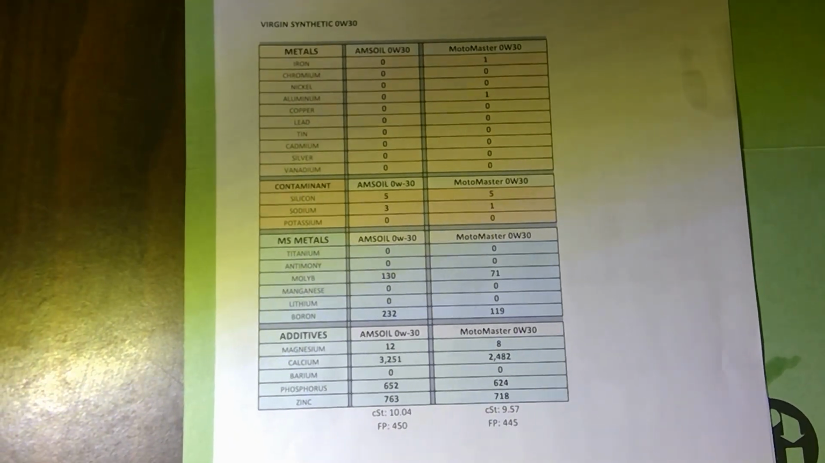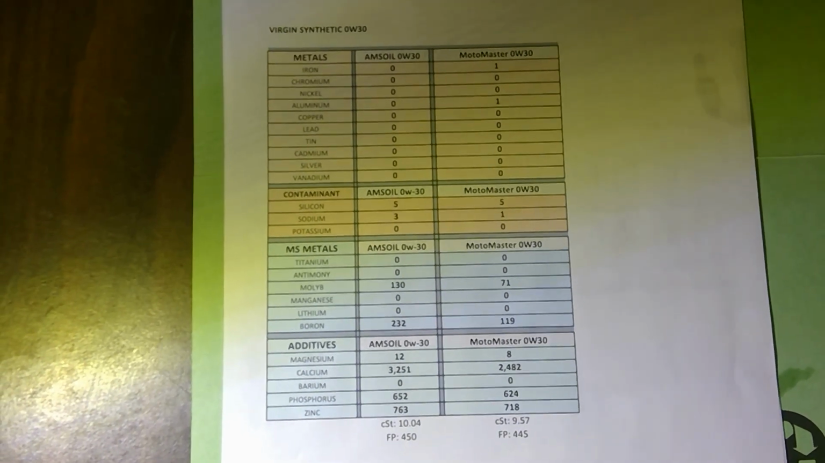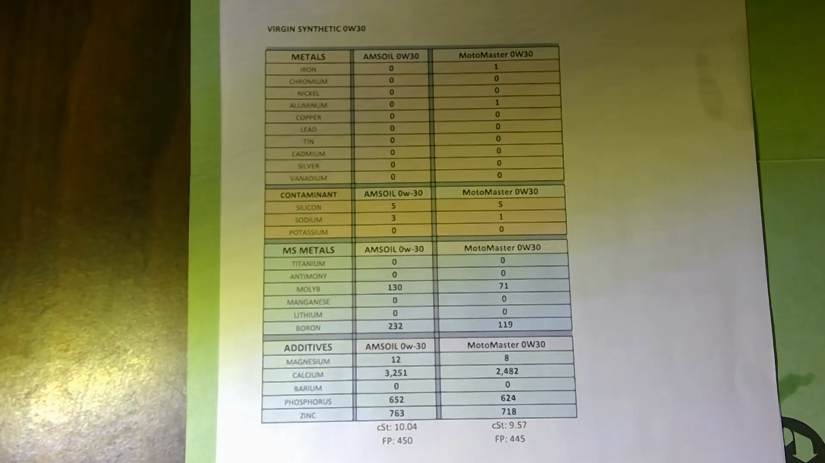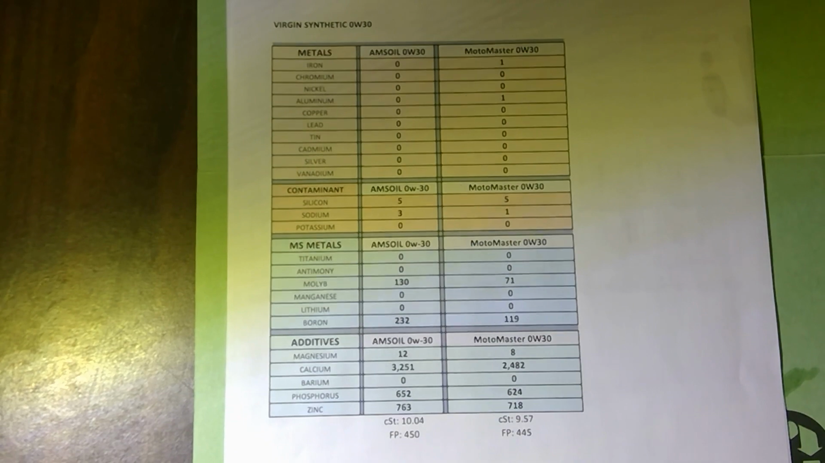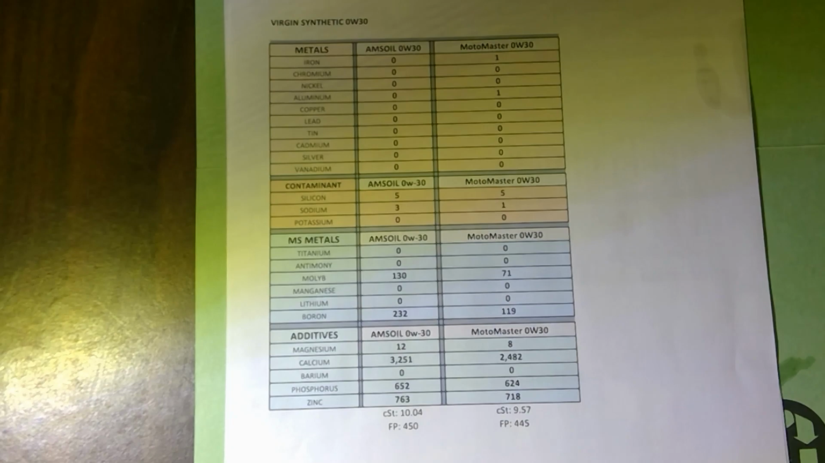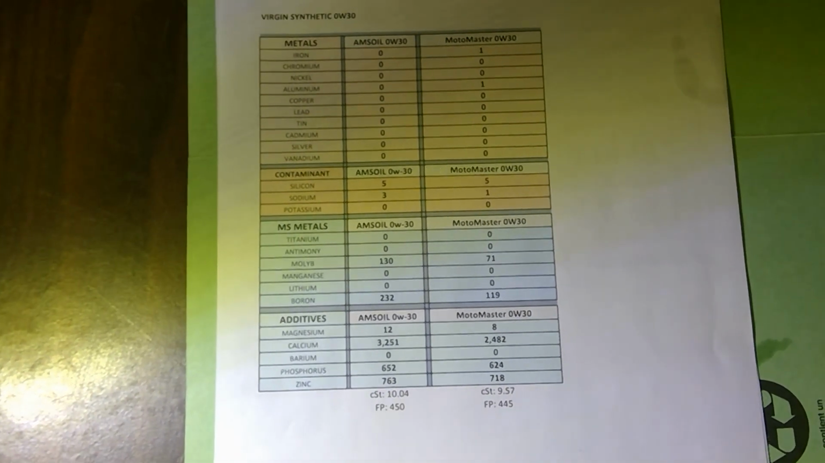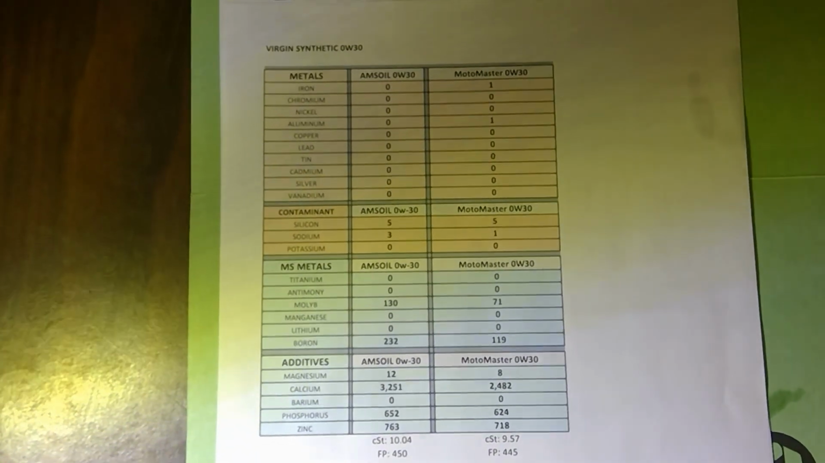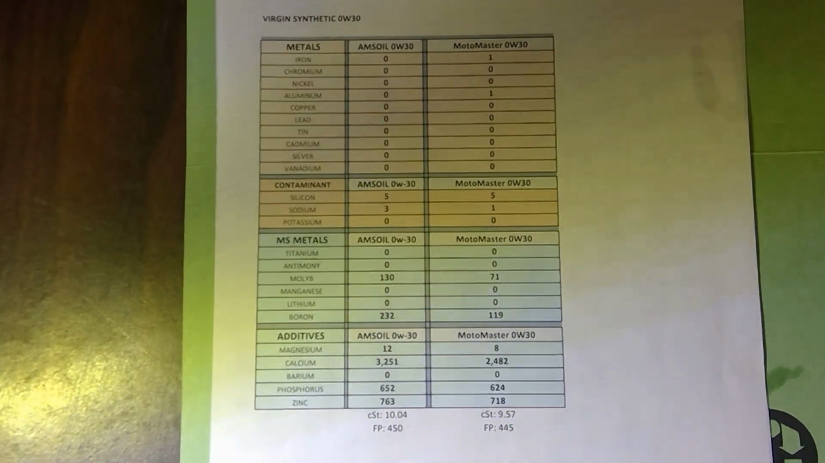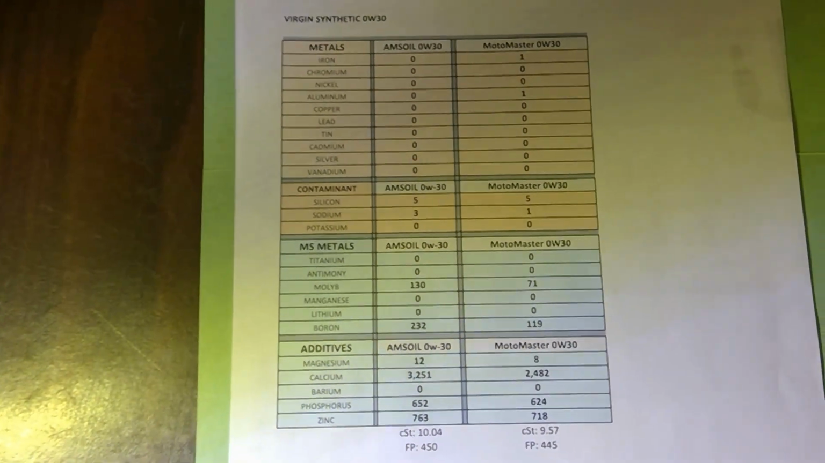Calcium, you've got to be careful with too much calcium. It's not good if you have a turbo manual car with the LSPI, low speed pre-ignition. So watch out for that. Barium, there's none, which is good. Phosphorus, pretty much even, 624 for MotoMaster and AMSOIL with 652. And the zinc, a slight edge to AMSOIL again with 763 and 718.